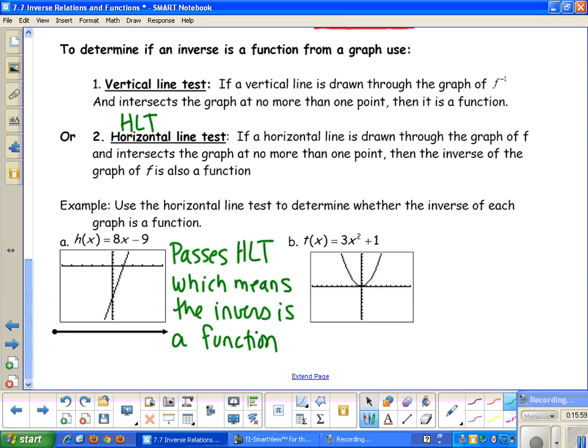If I want to tell if this graph right here is a function, I can use the vertical line test. Another way, again, you can see if it is a function is actually finding the inverse, graphing it, and then seeing if the inverse passes the vertical line test. We only use the horizontal line test on the original function.